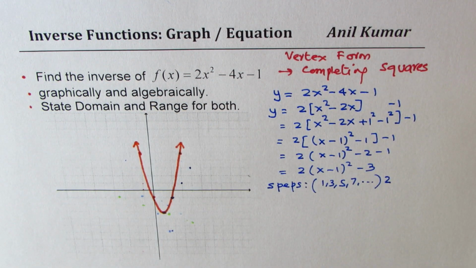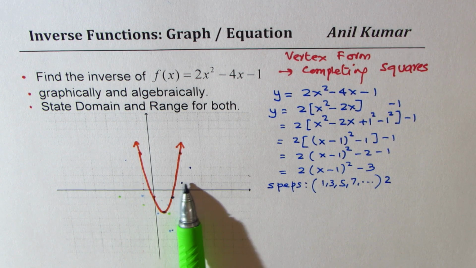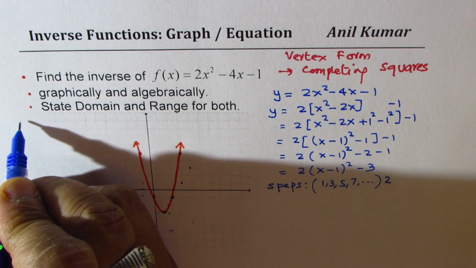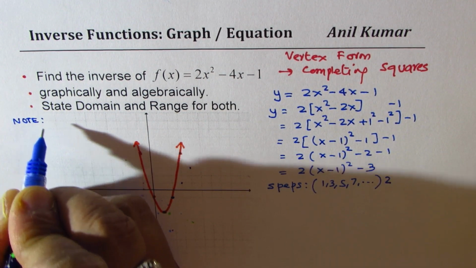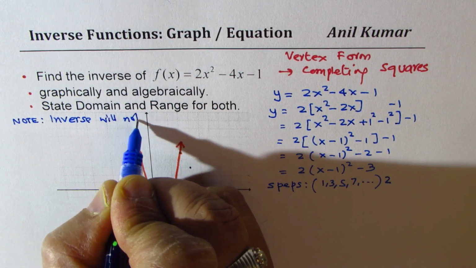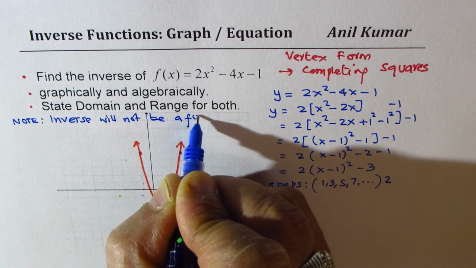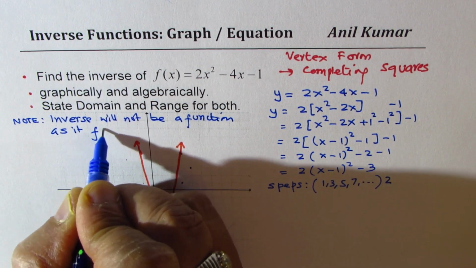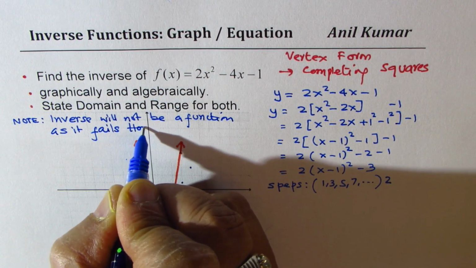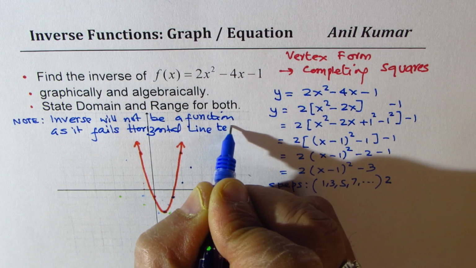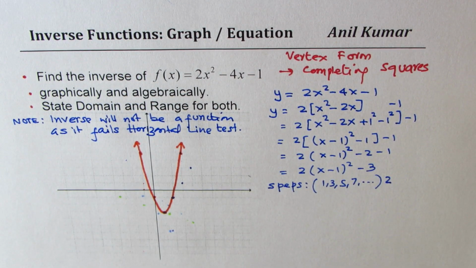Okay. Now this parabola fails the horizontal line test, and therefore its inverse will not be a function, right? So note, as it fails the horizontal line test, right? Okay.